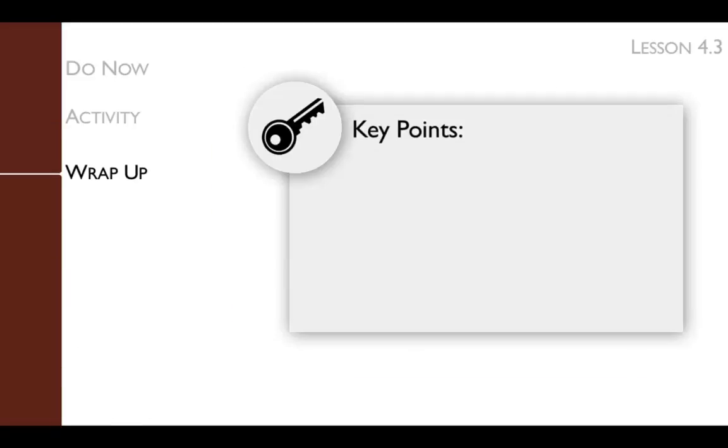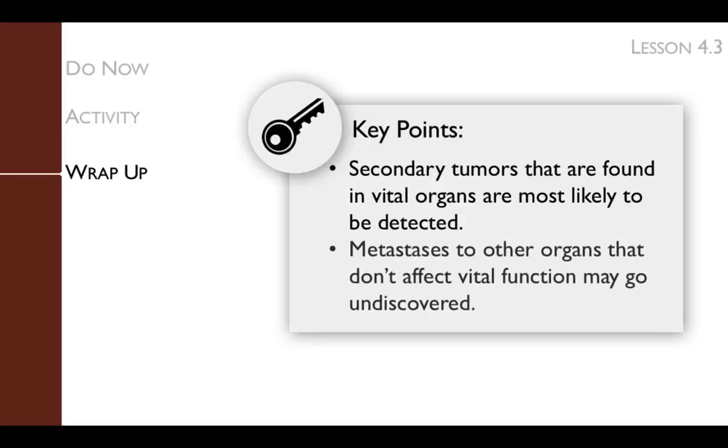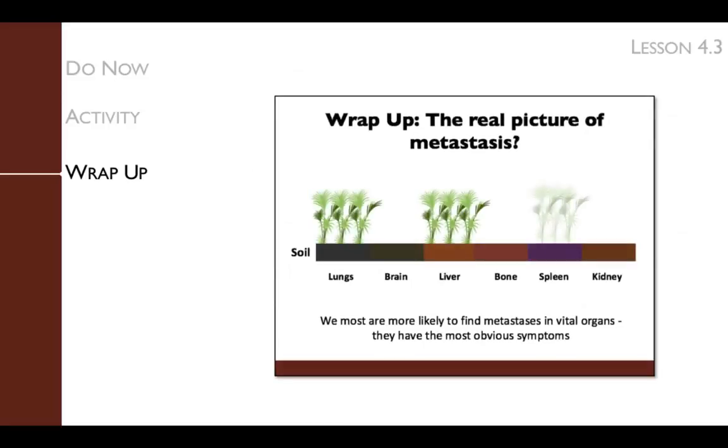The key points of the wrap-up are that secondary tumors that are found in vital organs are most likely to be detected. Metastases to other organs that don't affect vital function may go undiscovered. A cancer that metastasizes to a non-vital organ may go undetected if they don't produce serious symptoms. On the other hand, they may be easier to treat. Remember, Steve Jobs had his spleen removed.